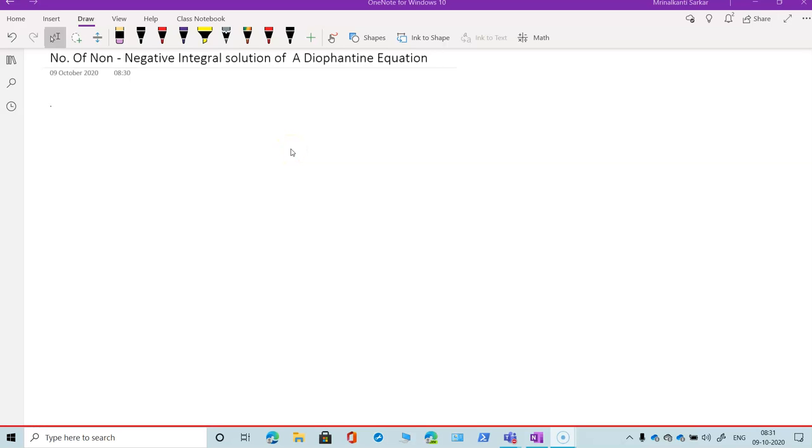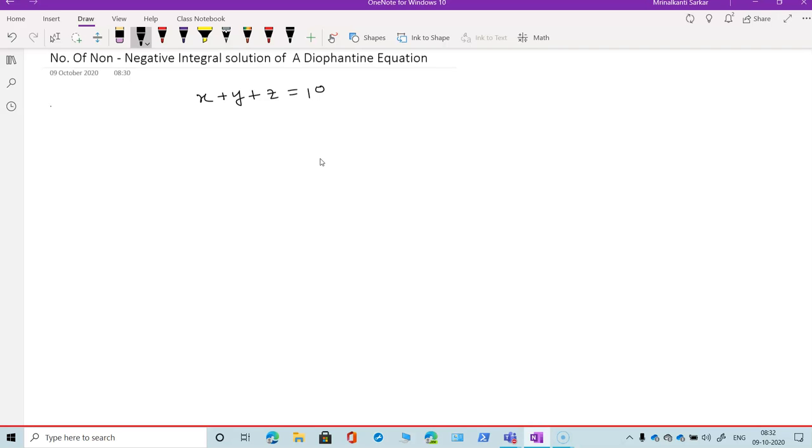So we start with this problem. Suppose x plus y plus z is equal to 10. How many non-negative integral solutions are there for this equation? I mean, negative numbers you cannot take. You can start your solution from 0.